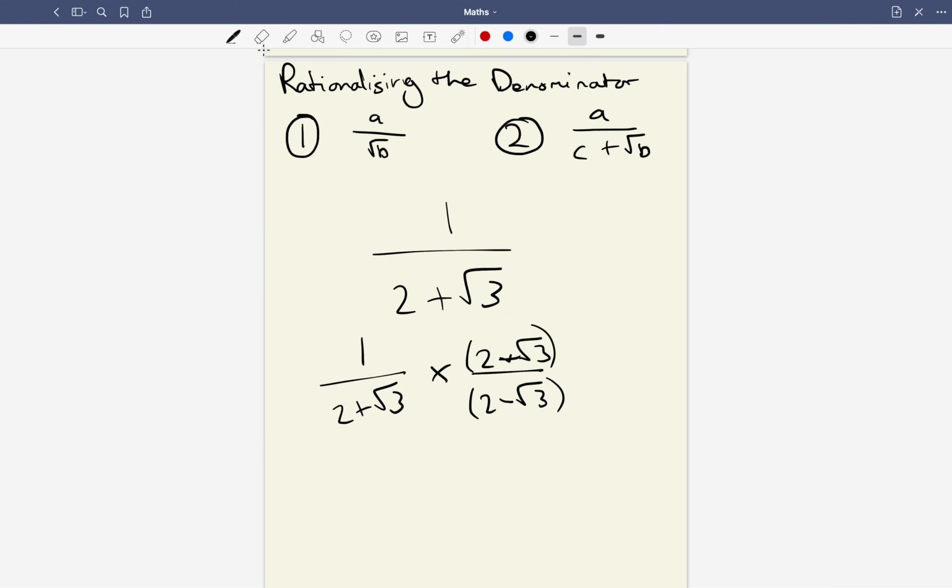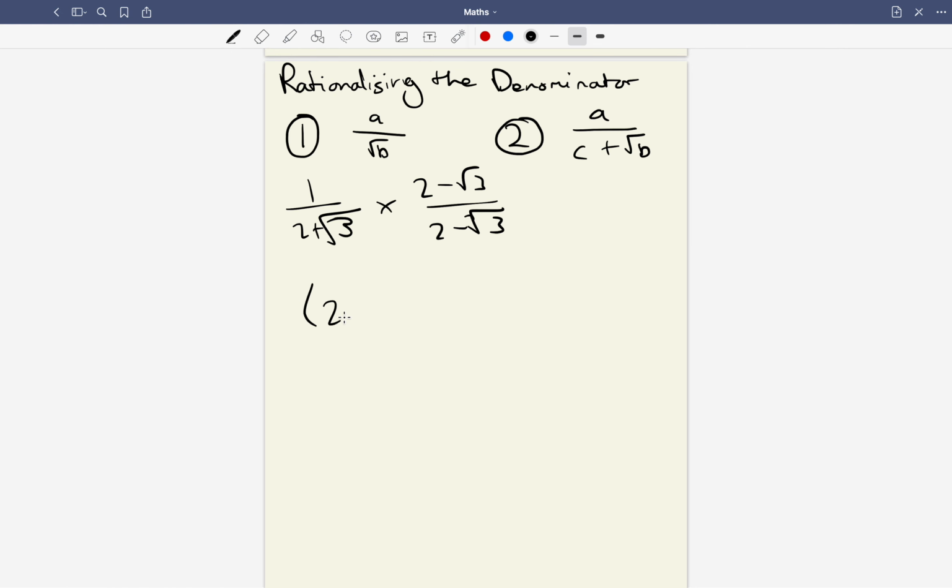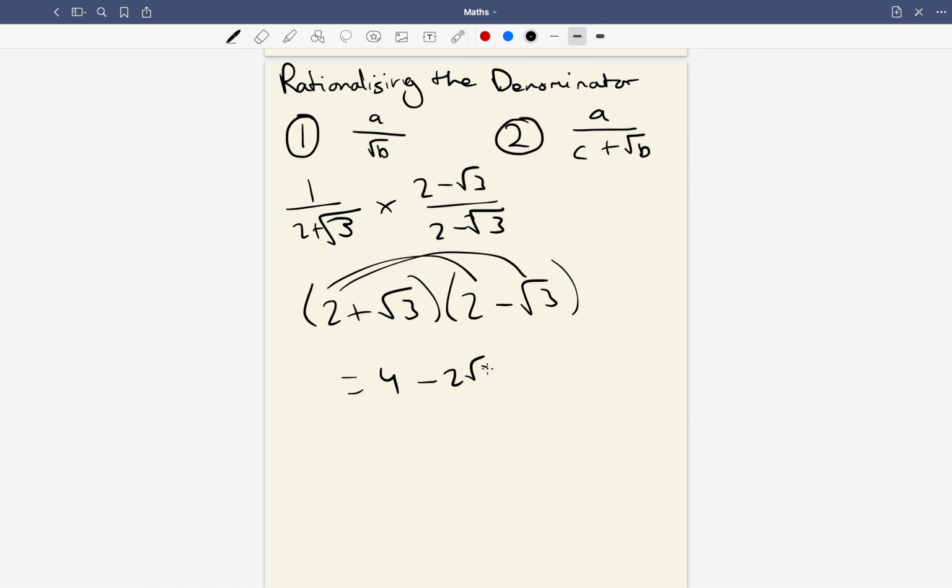Okay? And obviously, when we do that, I'm just going to create some space. So I've got 1 over 2 plus root 3 times 2 minus root 3 over 2 minus root 3. You might want to take it quite slowly when you expand these brackets. So I'm just going to walk through the bracket expansion as well. We've got 2 times 2, which gives us 4. 2 times minus root 3, which is minus 2 root 3. 2 times root 3, which is 2 root 3. And root 3 times minus root 3, which is minus root 9, which is just minus 3.